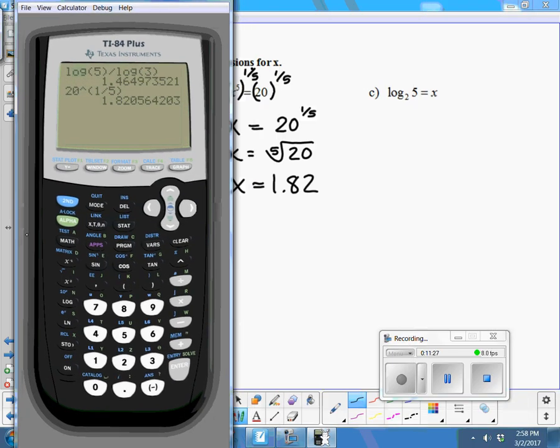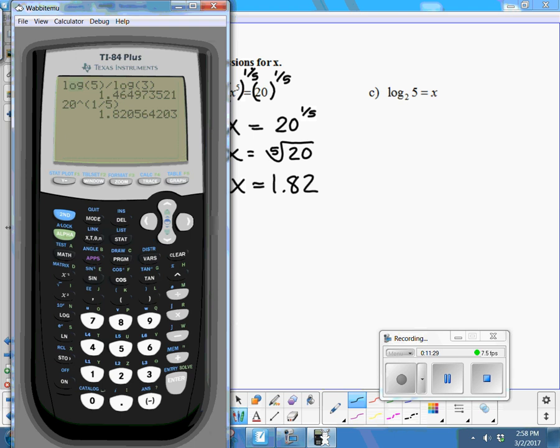Last but not least, number C, actually last of this row, is written in log form, so I'm going to change it to exponential form. That would mean 2 to the x equals 5. I'm going to estimate that. I'm thinking about 2.2 or something like that, because definitely 2 to the second power is 4, and 2 to the third power is 8. So I'm going with 2.2.